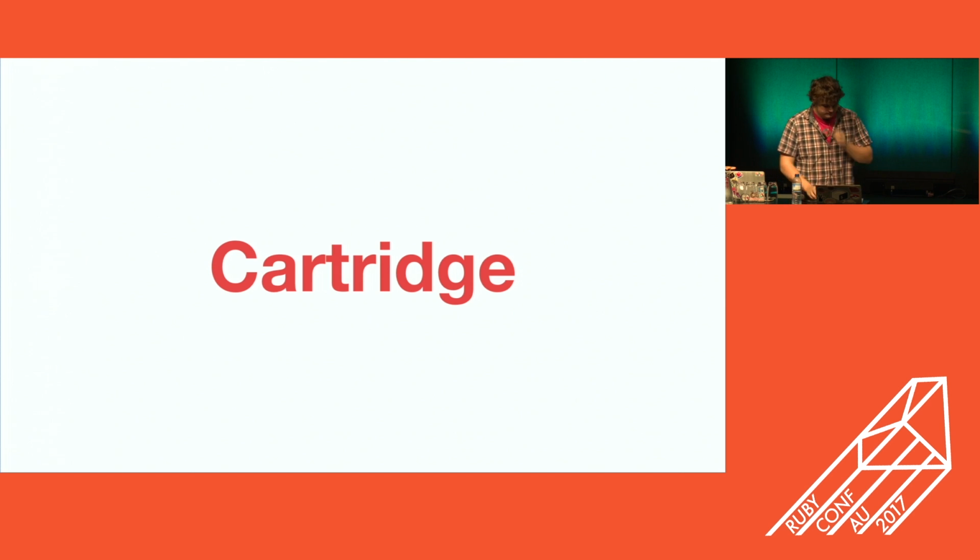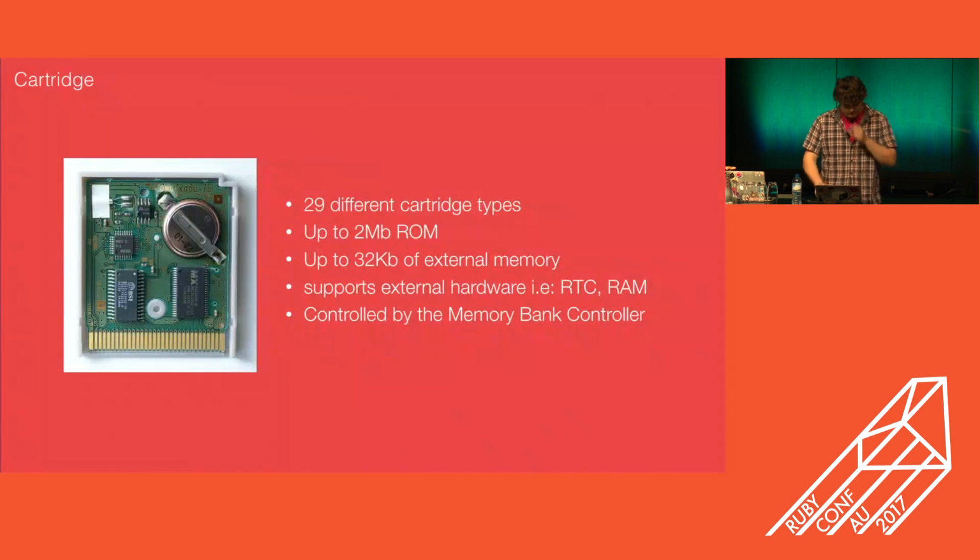Lastly, we have the cartridge. This is the component that holds the game. You buy them in retail stores and you just insert it into the back of the Game Boy. There's 29 different types of cartridges. They can go up to 2 megabytes. So games such as Pokemon, where they're really big games, take up about 2 megs.